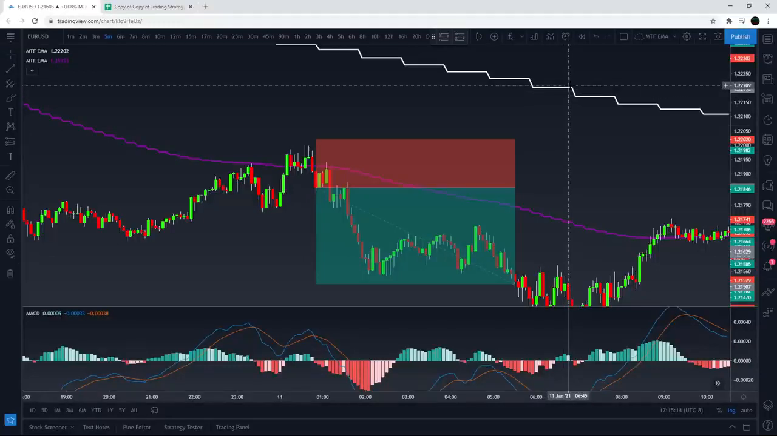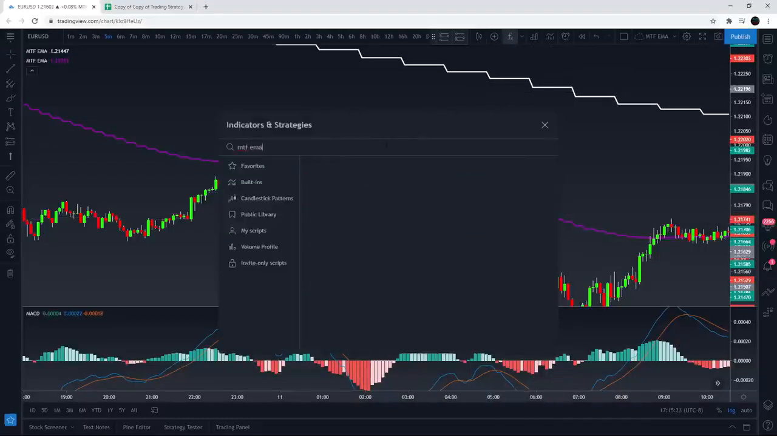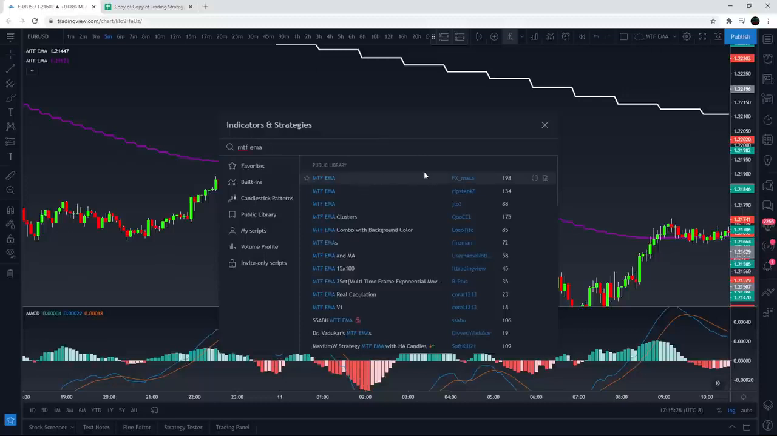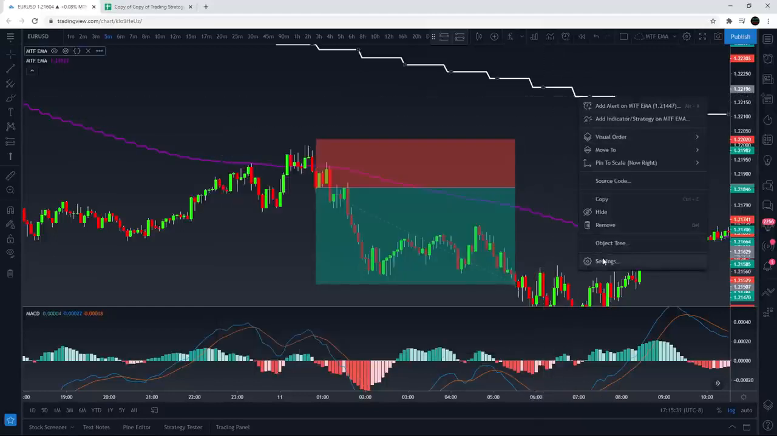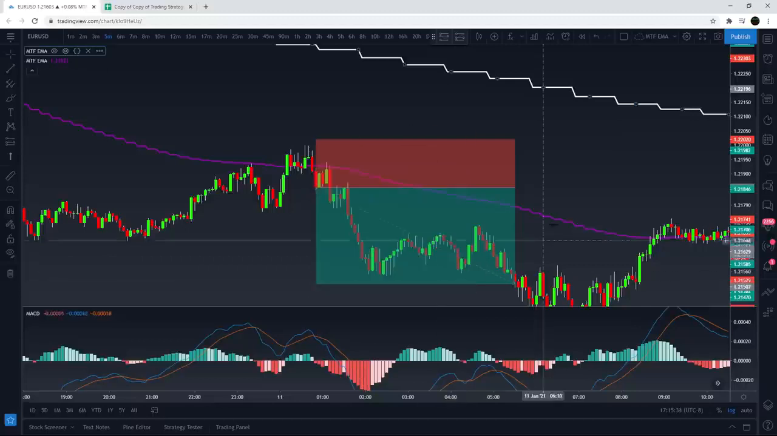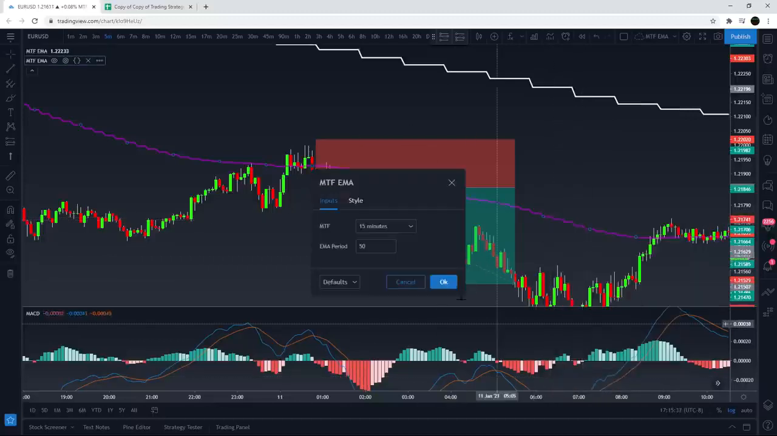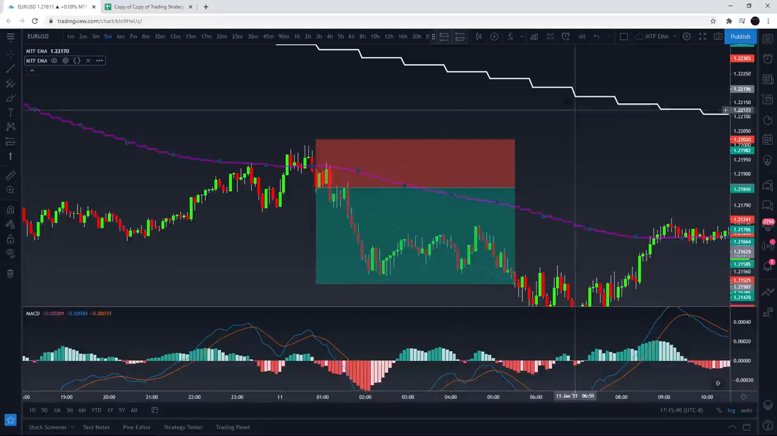So up here, the white is a multi-time frame EMA, same with the purple. You can simply search MTF EMA here, and the one I'm using is the very first one by FX_Massa. The setting for the first one up here is hourly 50, and then this one is a 15-minute 50. So essentially we have the hourly 50 period exponential moving average and a 15-minute 50 period exponential moving average, and we're on the 5-minute time frame for the price data. So we get a multi-time frame perspective of the trend.